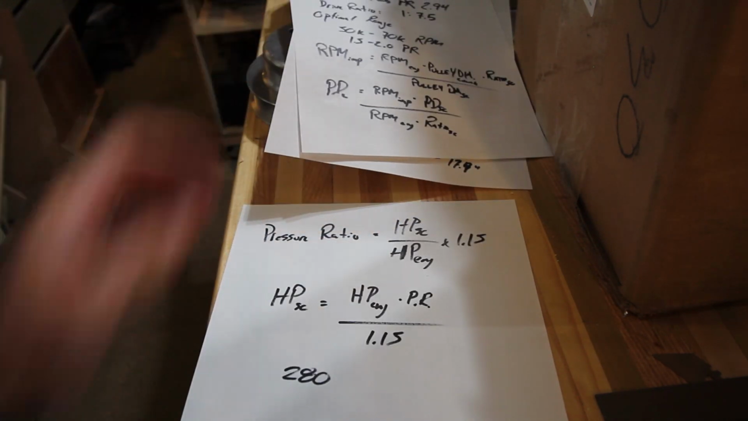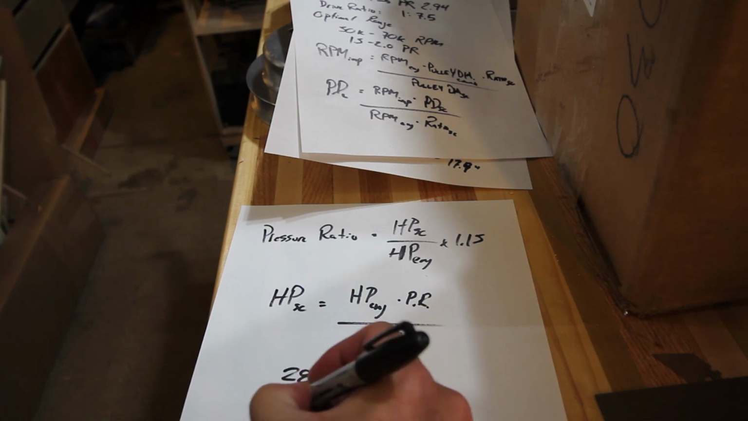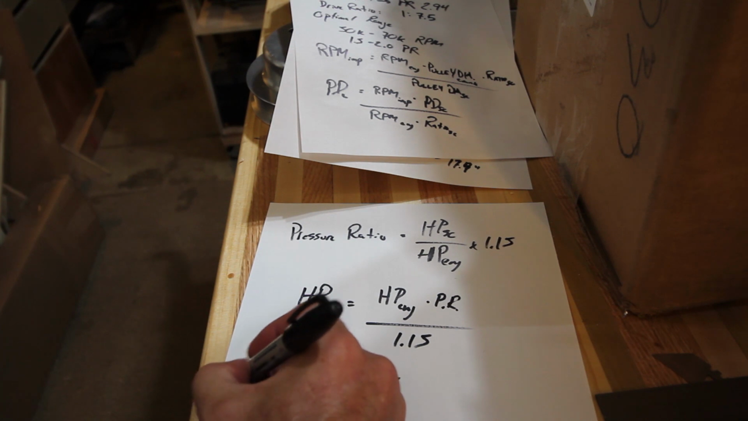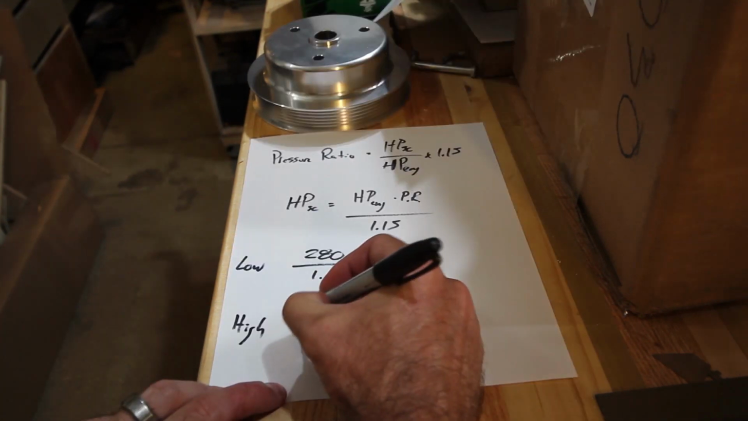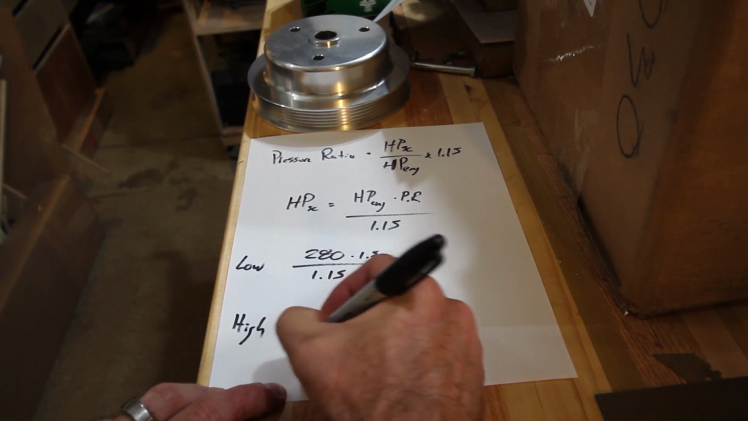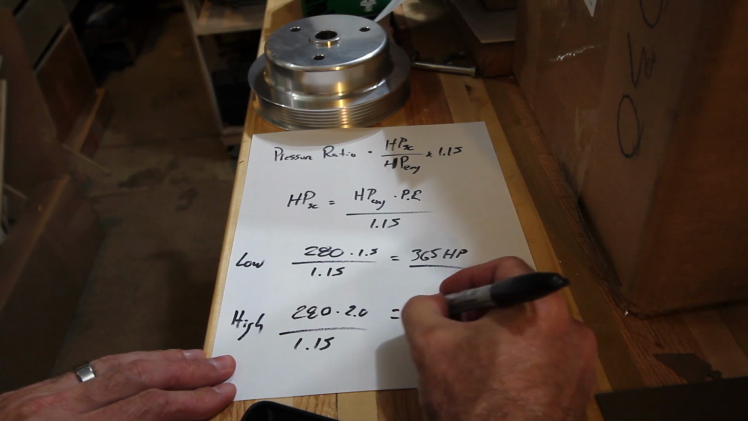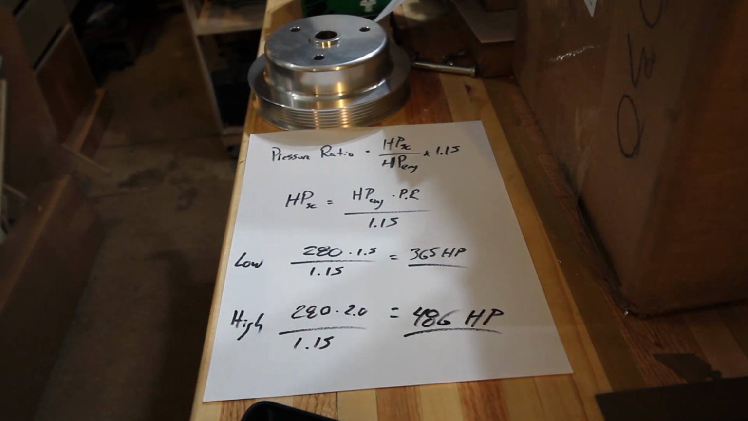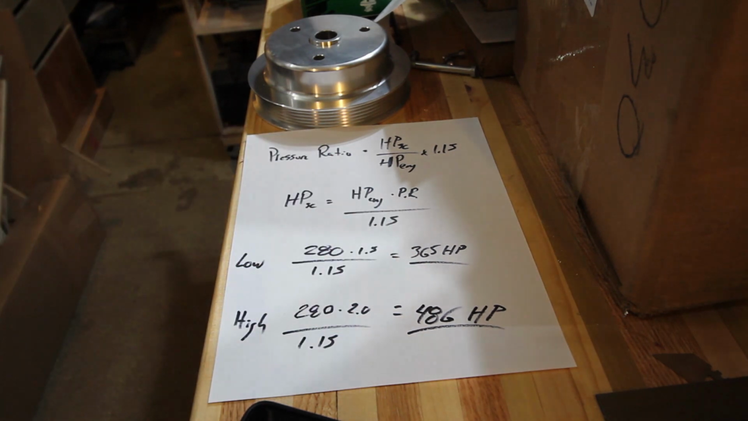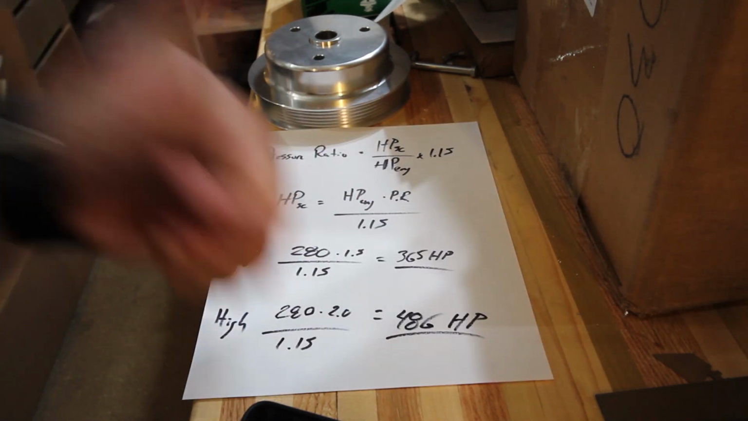So let's look at the low end: 280 times a pressure ratio of 1.5 divided by 1.15. And then we'll look at the high end. So this is low, this is high. The high end is 280 times 2.0 divided by 1.15. 365 horsepower, 486. If I design this with the 6.6 inch pulley, I'm going to be somewhere in the 365 to 486 horsepower range. That's quite a range, but the average of that is about 400. And that's what I want.